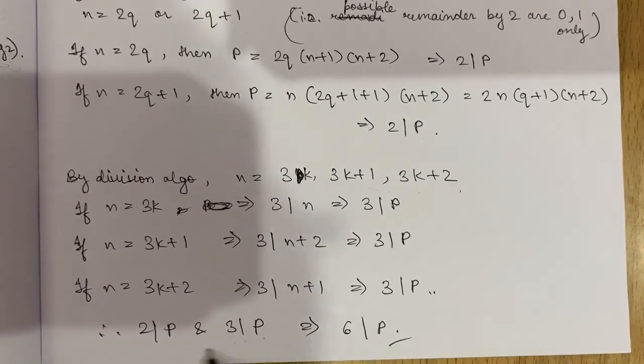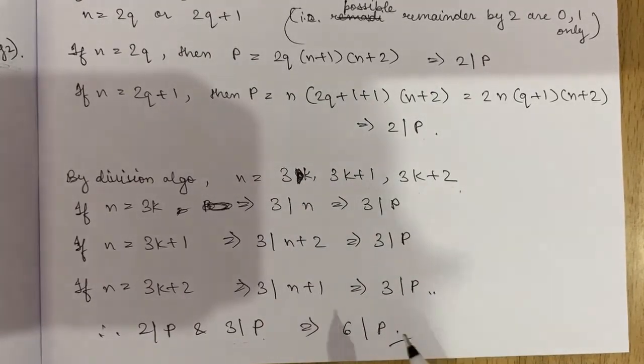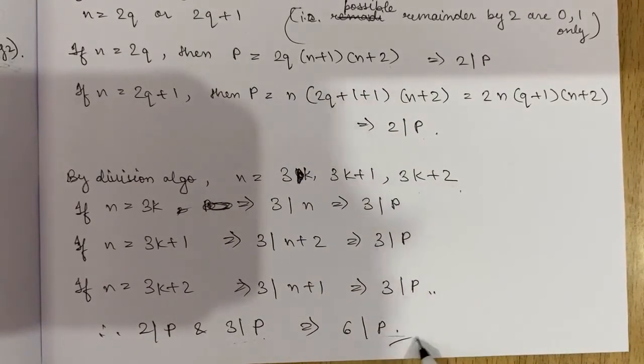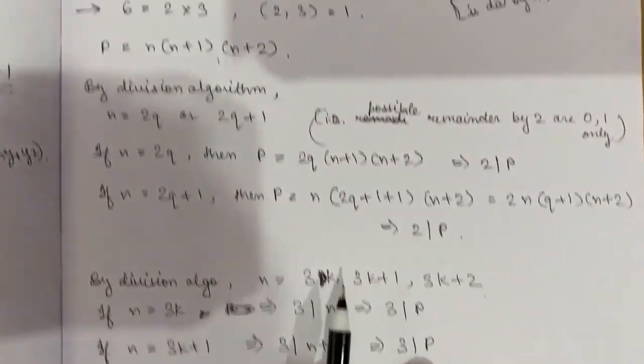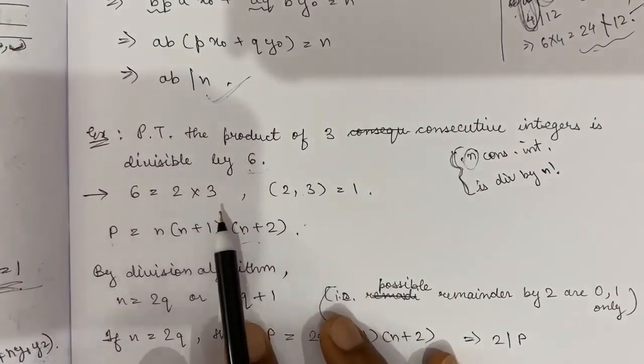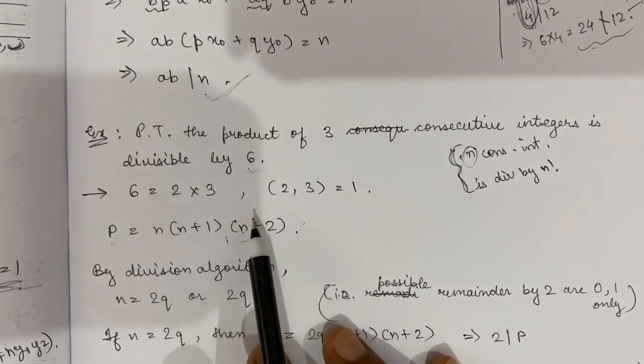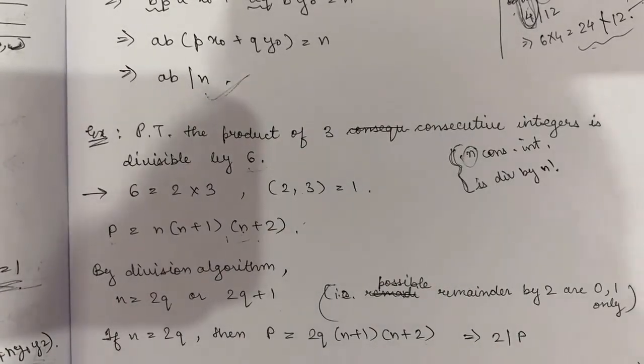So 2 divides P and 3 divides P. By the previous property, 6 divides P. So we have proved that the product of 3 consecutive integers is divisible by 6, which is a very useful property. So this ends the lecture.